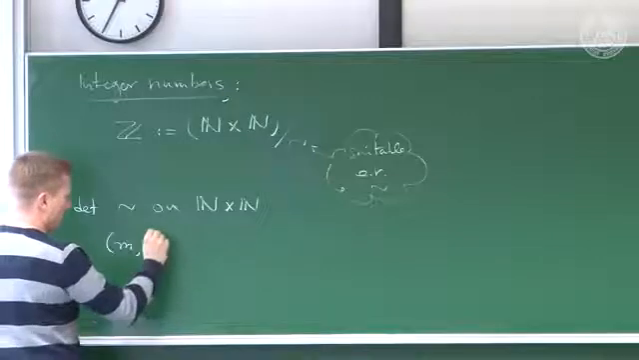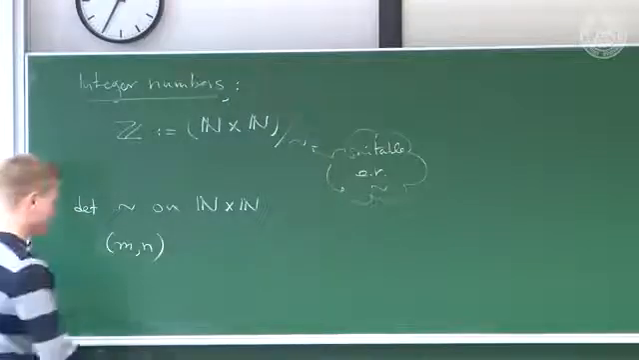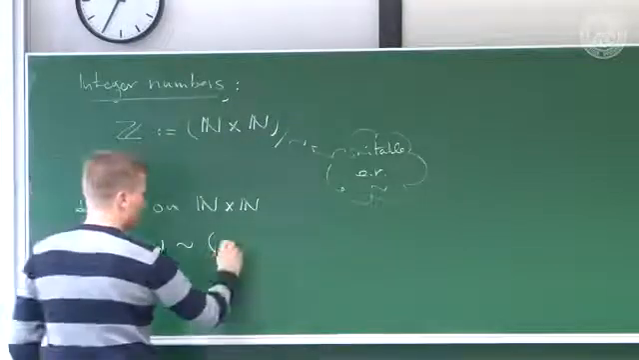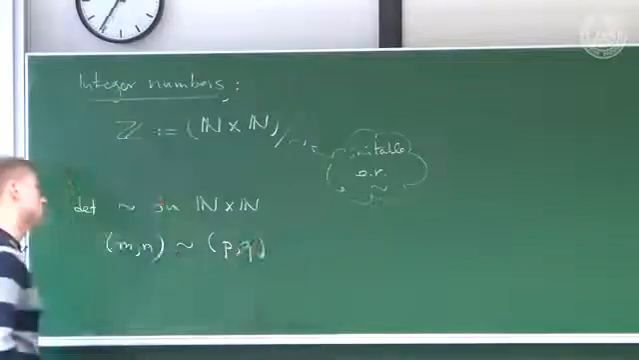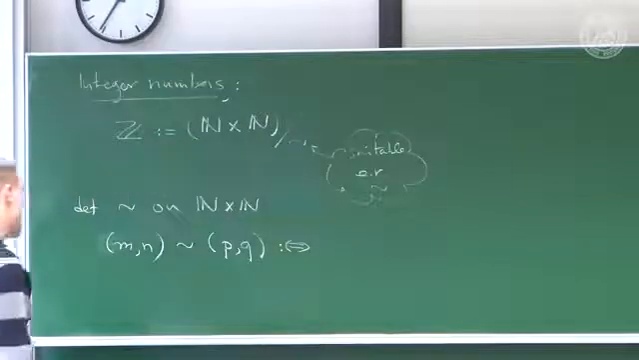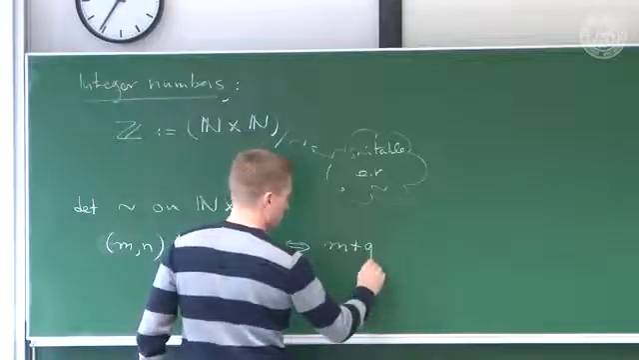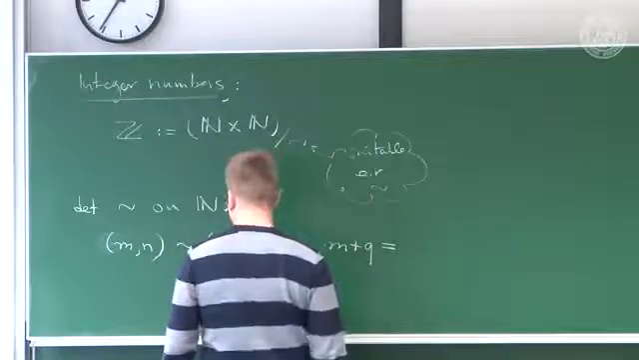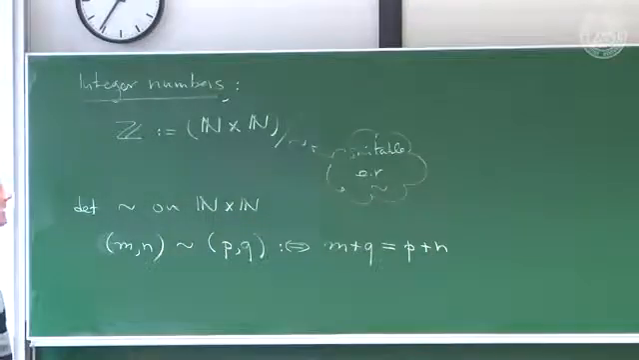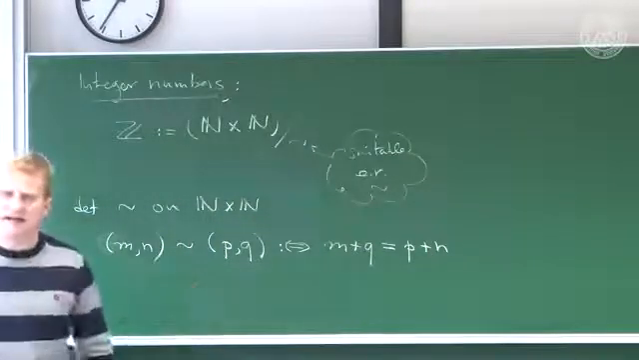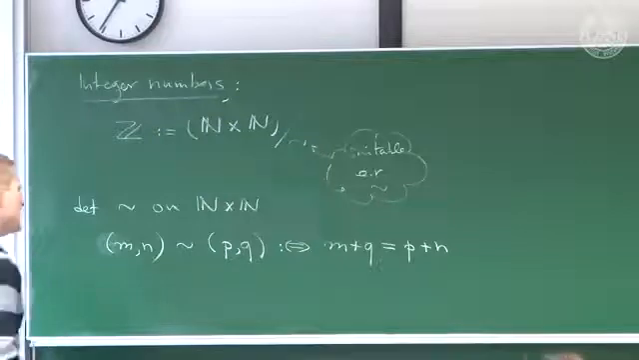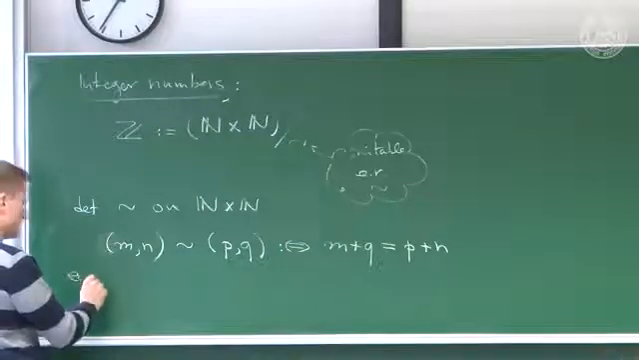You call a pair of natural numbers, m, n, equivalent, well, we'll see whether it's an equivalence relation or not, equivalent to a pair p, q, by definition, if m plus q equals p plus n. Okay. Now, I just say this, and I'll tell you in a second what the idea behind this funny definition is. But let's first check that this is an equivalence relation.